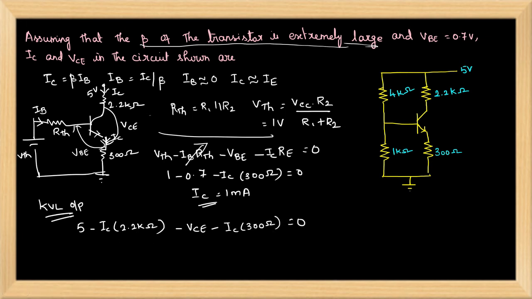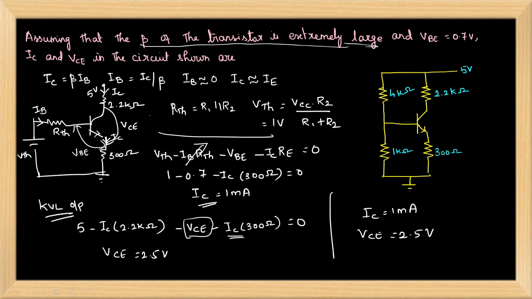equal to 0. So here everything is known. We had found out IC already, and the unknown parameter here is only VCE. So when we solve, we will be getting VCE equal to 2.5 volt. So for this problem, IC equal to 1 milliamp and VCE equal to 2.5 volt.